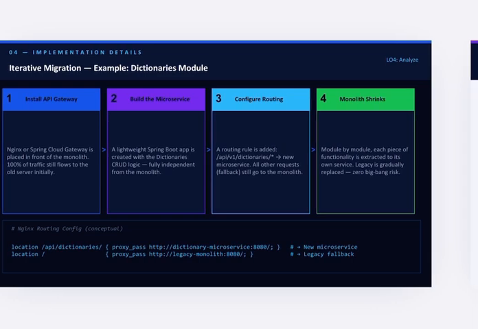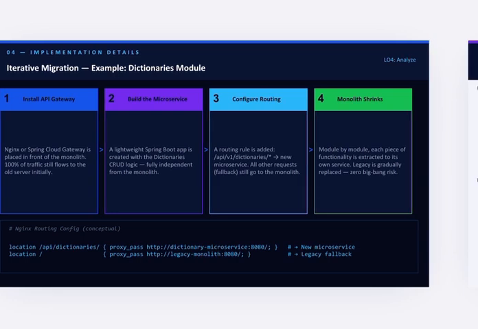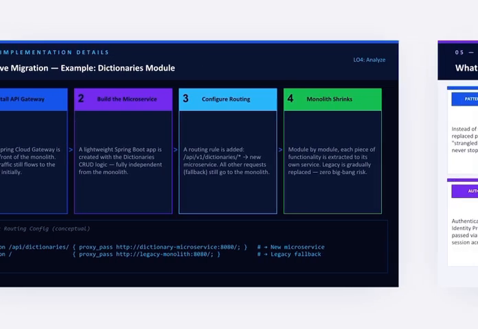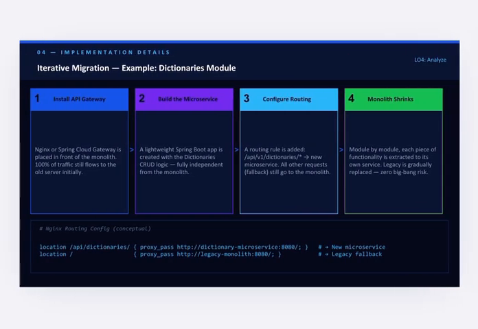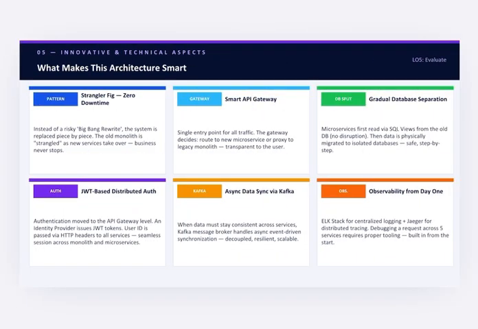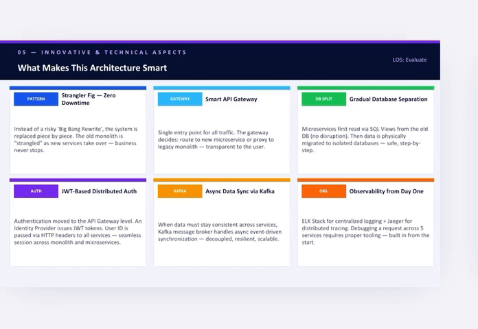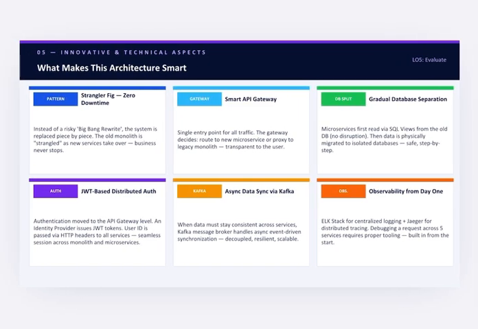Requests to API dictionaries are redirected to the microservice. All other requests remain in the monolith. Step 4, the process is repeated for each module, and the monolith gradually shrinks while microservices expand. The Strangler Fig pattern ensures zero downtime during migration.